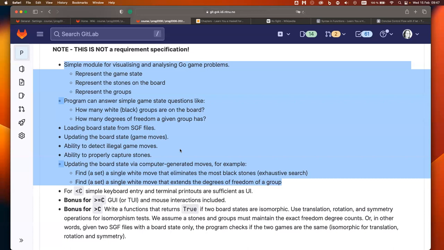Should there be a human versus computer option to play? Yeah, that would be nice, even if it just plays random moves. But legal moves, of course. Should there be computer versus computer? Maybe, yeah, but also not required.